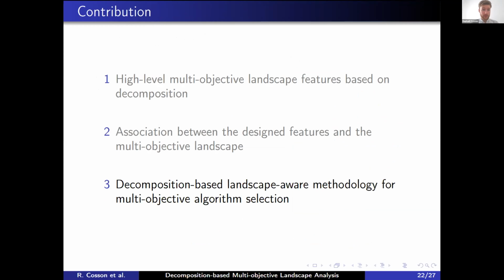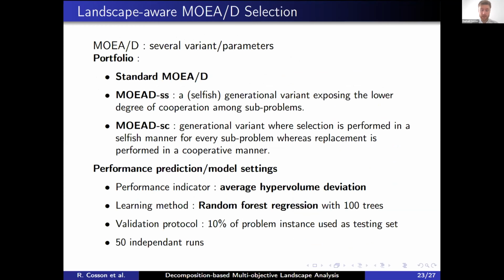In a last part, we used this decomposition-based landscape-aware methodology, and we applied it to automatically select the best algorithm given a problem instance. So we use MOEA, which is a famous framework for multi-objective, and MOEA has several variants, several parameters. We use both the standard MOEA, but also two other variants, MOEA-SS and MOEA-SC. More information about this algorithm can be found in the article. And we used those three algorithms as a set of algorithms.